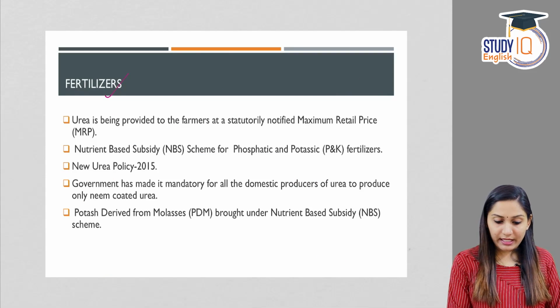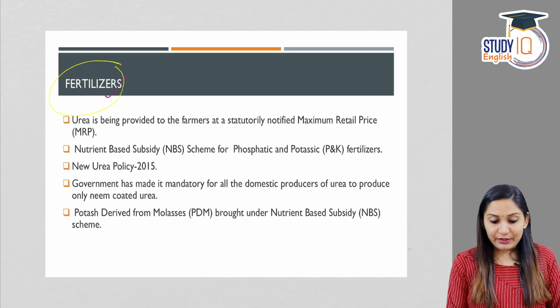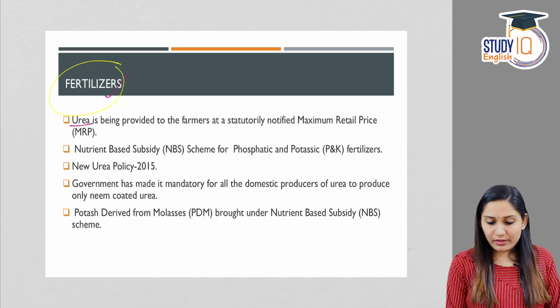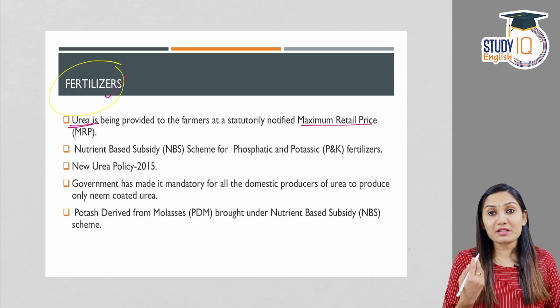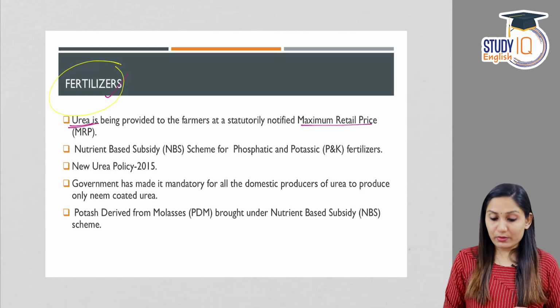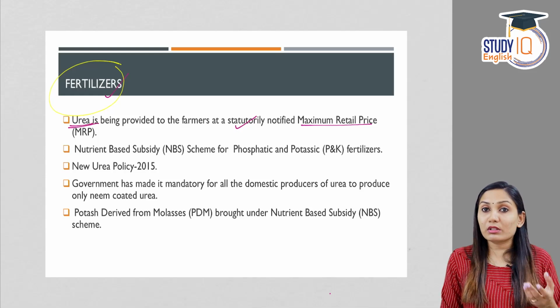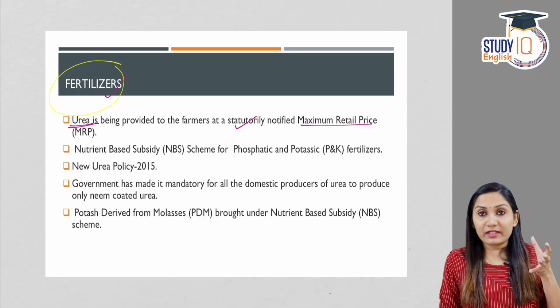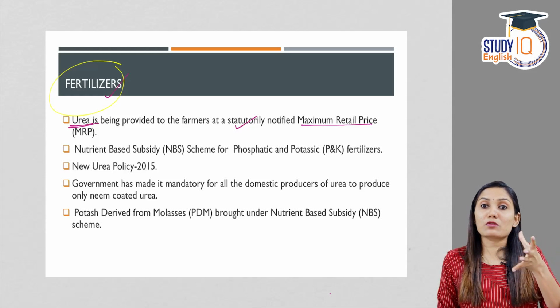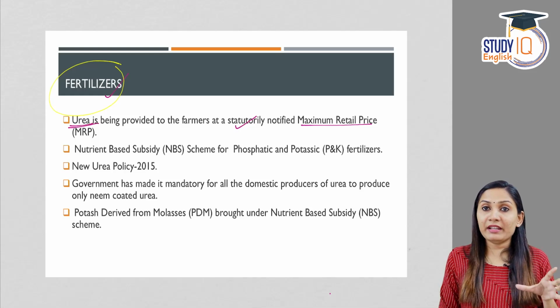Coming to fertilizers, again a very important subcomponent under agriculture we need to discuss. Urea is being provided to the farmers at a statutorily notified maximum retail price. What is maximum retail price? That is, beyond that it cannot be sold. So statutorily notified means it is notified through a statute or through a law. That is, it is a law of the land that urea cannot be sold beyond a particular level. That maximum price is notified by law.